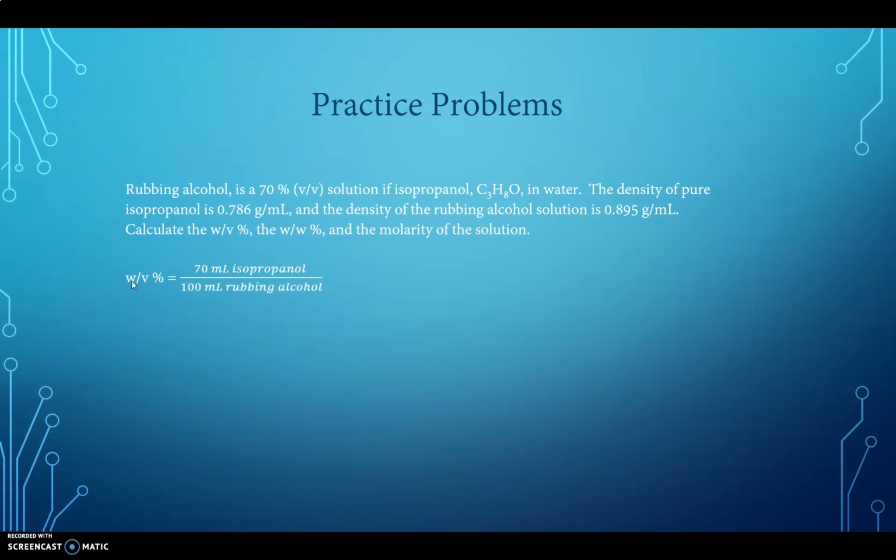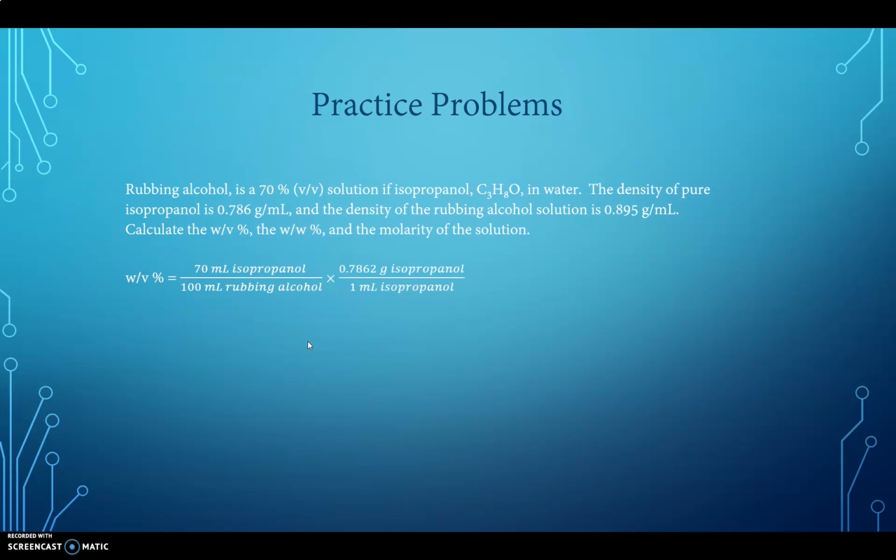So let's start out with calculating the weight volume percent. So we already have the volume. 70%, of course, means 70 out of 100. So our denominator is already in milliliters, which is what we want. All we really have to do is change the numerator into grams. And of course, to change milliliters into grams, we need the density.